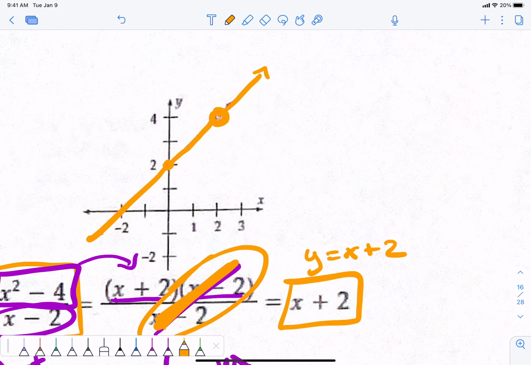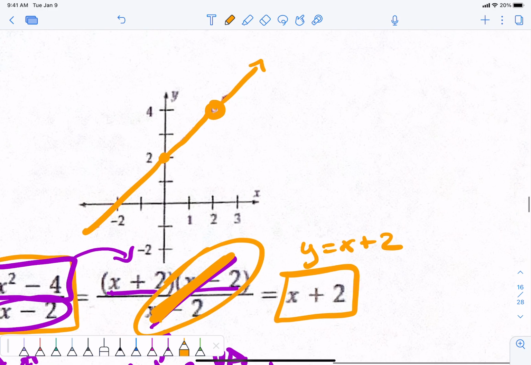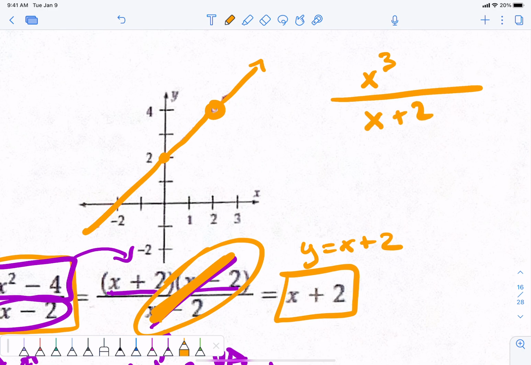Wait, so if it has a hole, it's a line? Not necessarily. Like if it was instead, let's say, an x to the third power function over x plus 2 and I canceled this x plus 2, it would have x squared left over, right? And it would still be a parabola with a hole, right? Does that make sense? But it won't be a rational function if it has a hole.